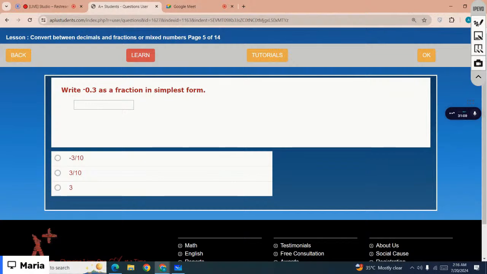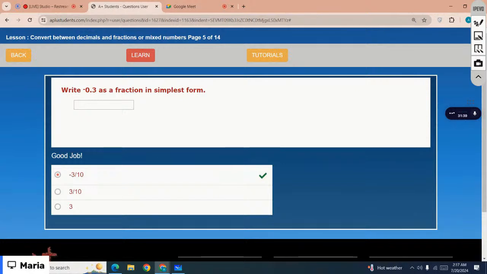Right, negative 0.3 as a fraction in simplest form. So which is the correct option? The correct option is option number 1, that is negative 3 by 10.